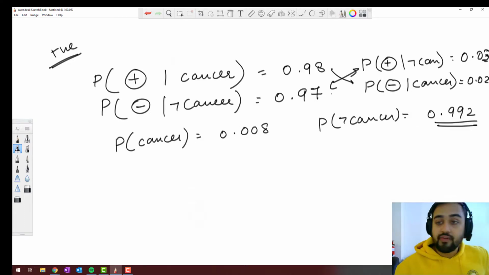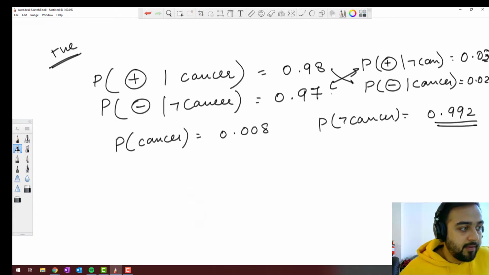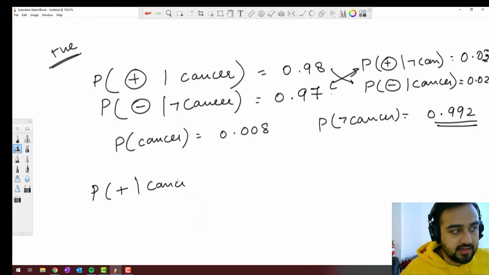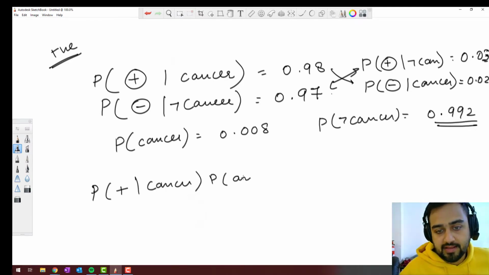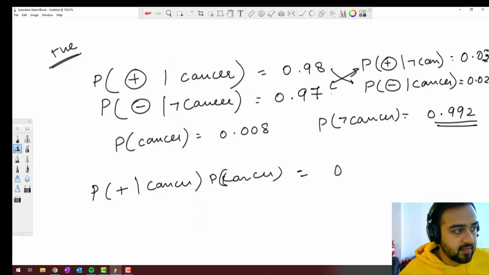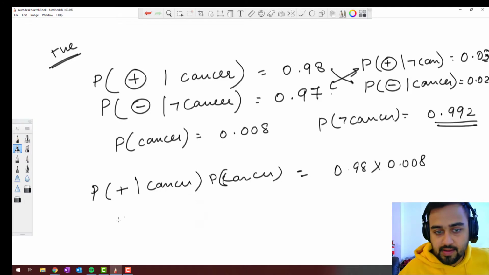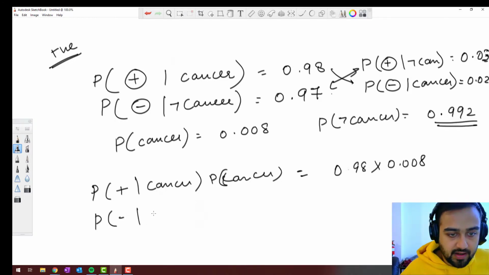If you want to find out if a patient has cancer or not, what we need to do is find the MAP hypothesis, the maximum a posteriori hypothesis. So in order to find that, what we do is take probability of positive given cancer multiplied by probability of cancer, right? This will give us 0.98 into 0.008, and similarly for not cancer.